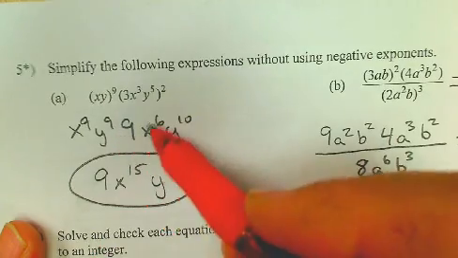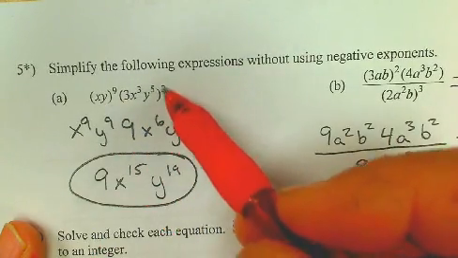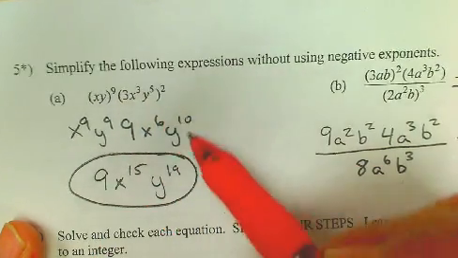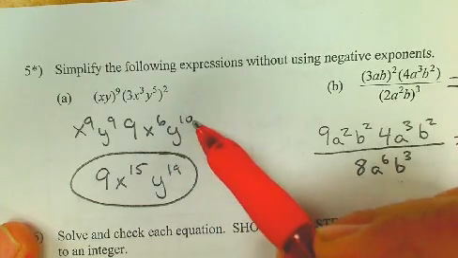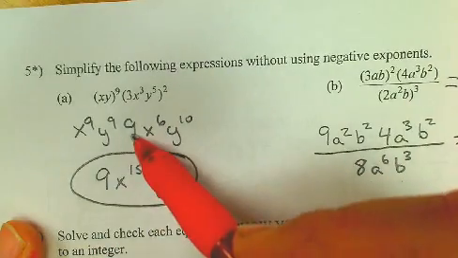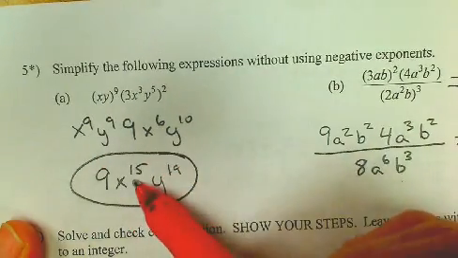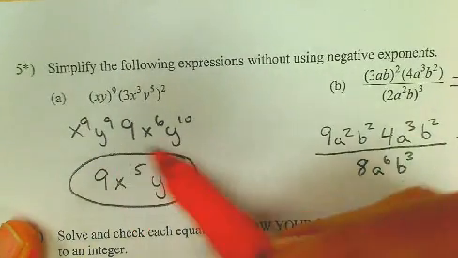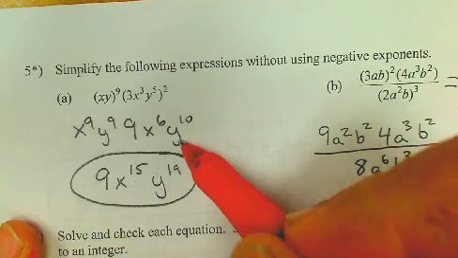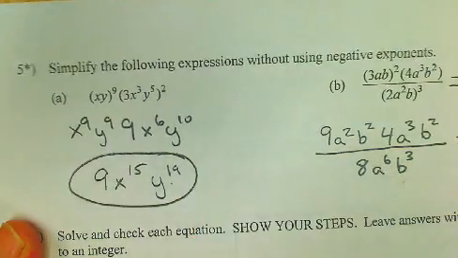Three squared is 9. Squaring each one of those gets me the 6 and the 10. So there's nothing else for the 9, so it's just 9. X to the 9th, x to the 6th, x to the 15th, y to the 9th, y to the 10th. You're adding the exponents.